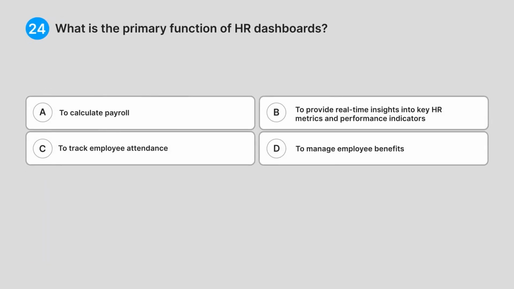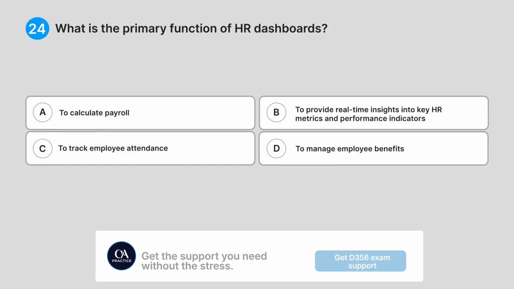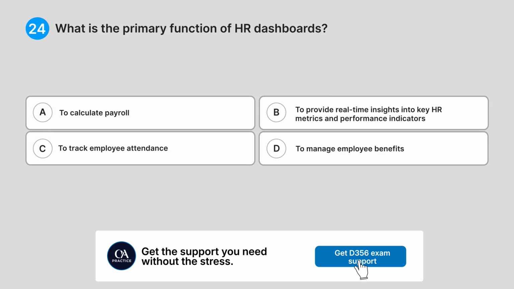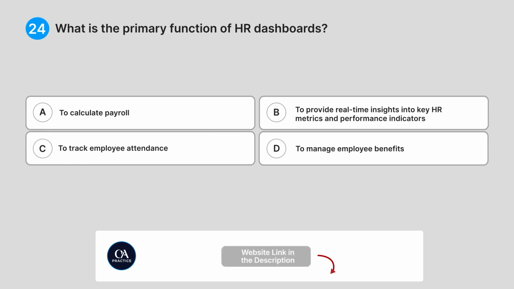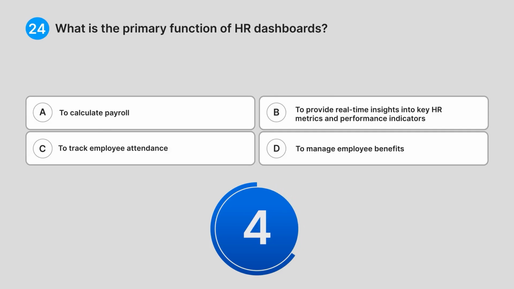24. What's the primary function of HR dashboards? A. To calculate payroll. B. To provide real-time insights into key HR metrics and performance indicators. C. To track employee attendance. D. To manage employee benefits. Can you guess the answer?